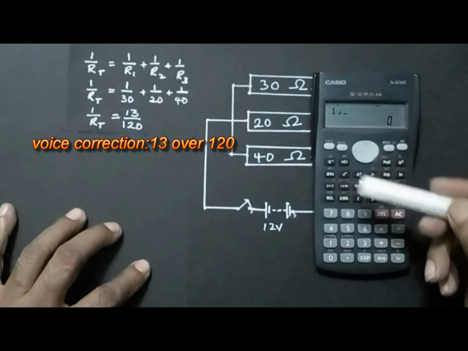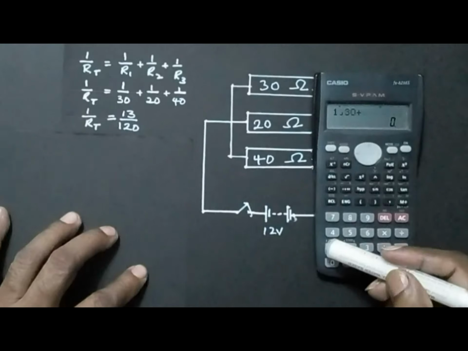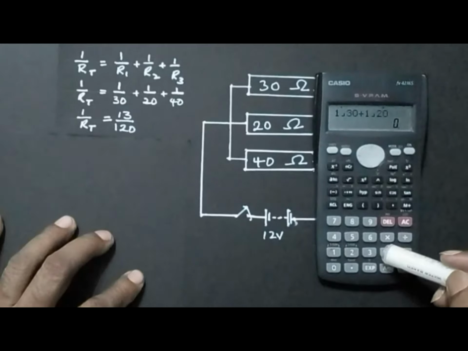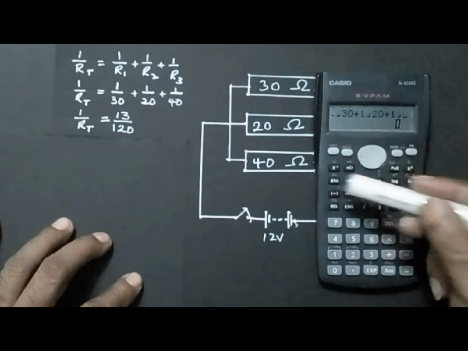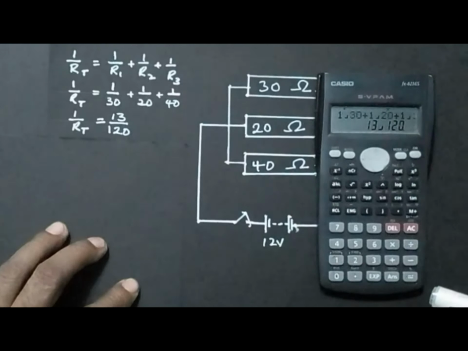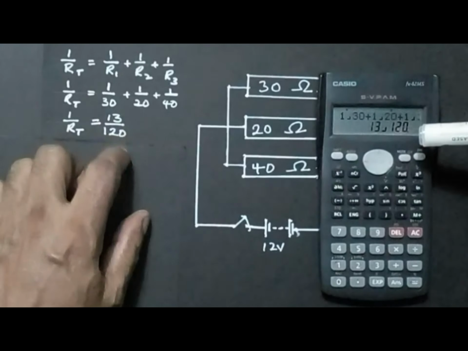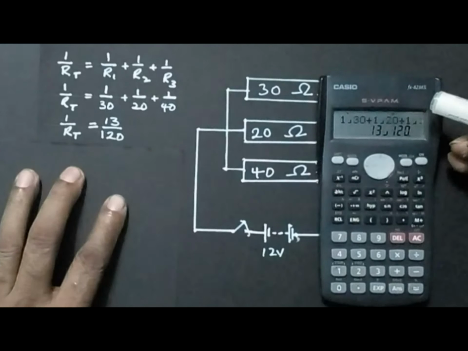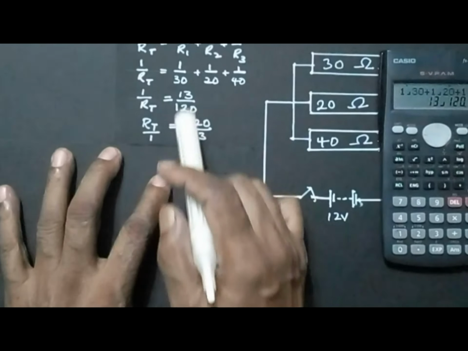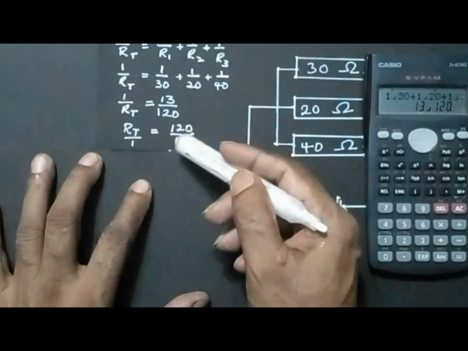1, fraction button, that's over 30, plus 1, fraction button again, over 20, plus 1 over 40, and we press the equal sign and we get 13 over 120. But that is 1 over R total. If we invert both sides of this equation, then we get R total over 1, which is really R total, is equal to 120 over 13.